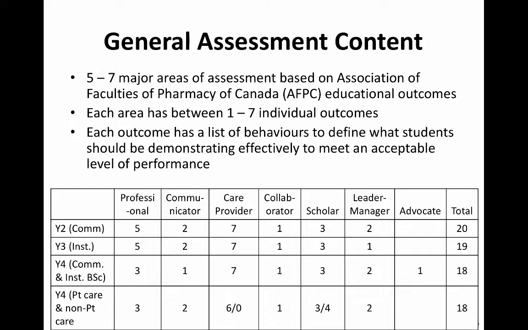So, for example, in the Year 2 community placement, the professionalism role has 5 outcomes associated with it. Within each of these 5 outcomes are going to be lists of behaviors that define what is an acceptable level of performance in the Year 2 placement for professionalism.